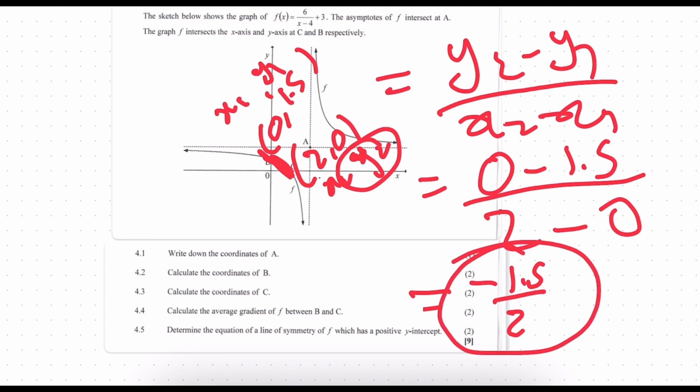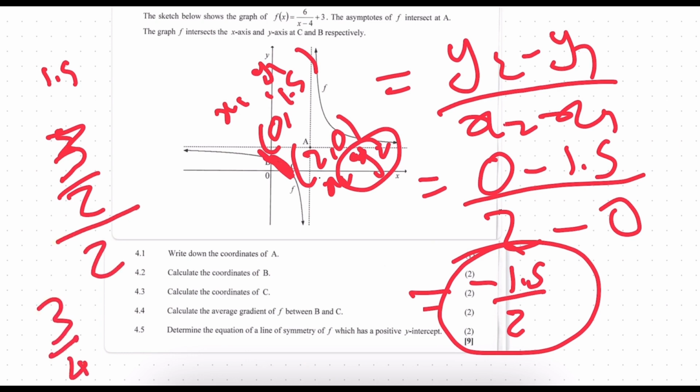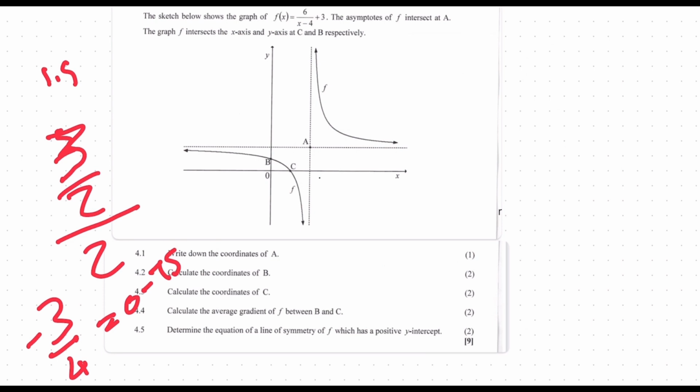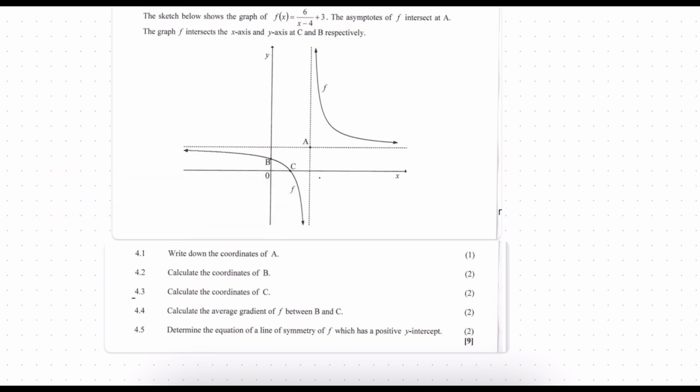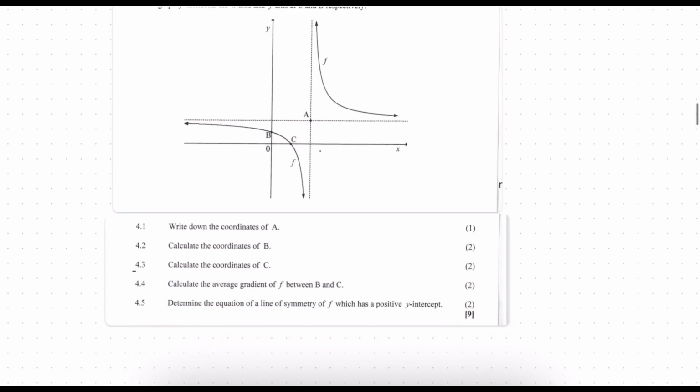You can use your calculator to solve this further, but I would leave it like this if I'm pressed for time. But let me just think again. 1.5 is like 3 over 2, divided by 2. That means you'll have 3 over 4. That's like 0.75, but it's minus. Up to you. Use your calculator because you're allowed.